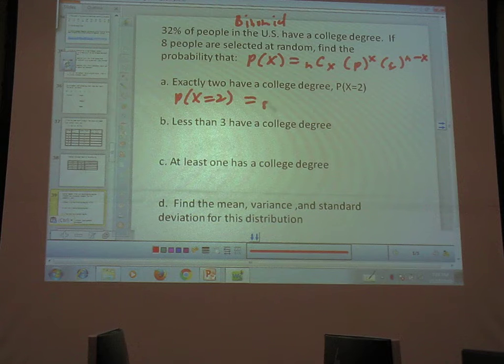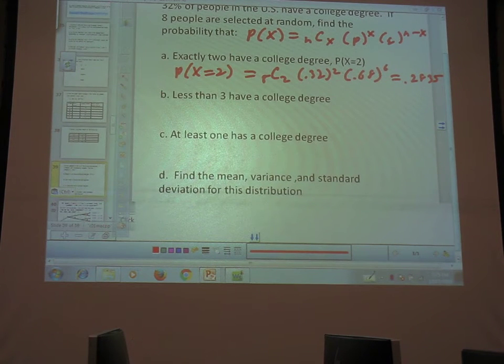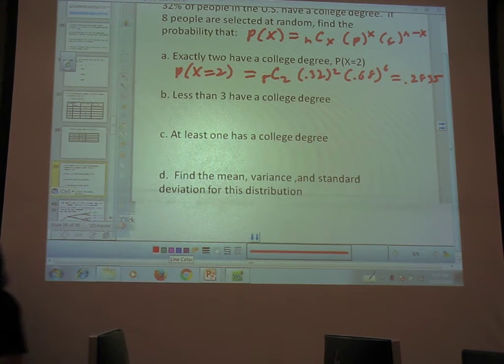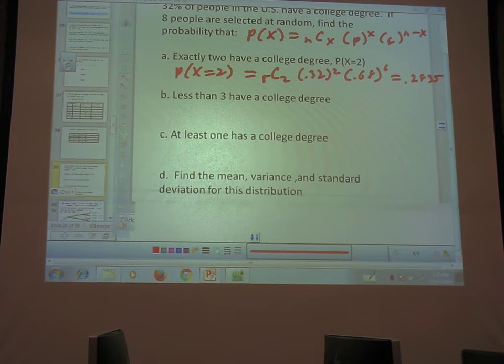We had 8 choose 2 times 0.32 to the second times 0.68 to the sixth. So 2 successes means we have 6 failures out of 8. And you got 0.2835? Great. And then less than 3 means you either have 2 people or 1 person or 0 people. So you find all of those and then add them up, because it's 0 or 1 or 2, and ors we add.